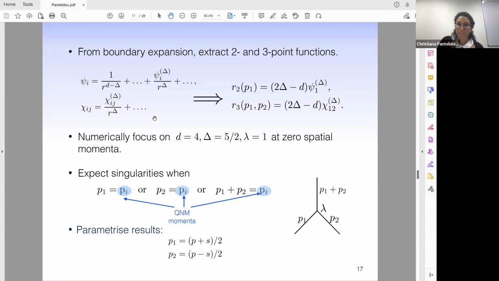Okay. So the goal is to go and do our numerics and compute these two quantities, because these two quantities essentially give us what we want, the 2-point function and the 3-point function.